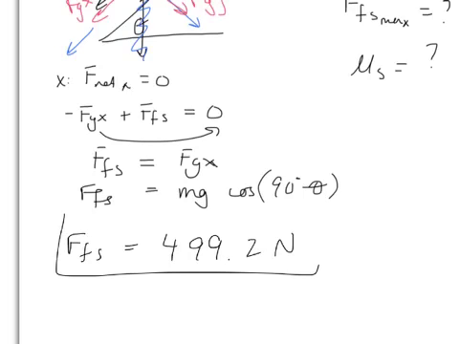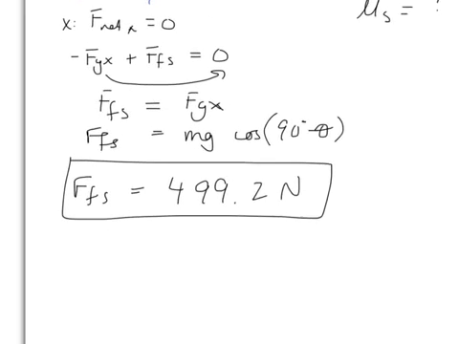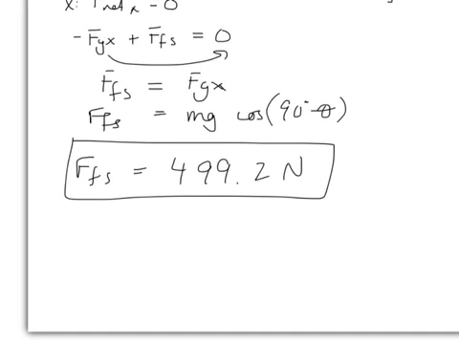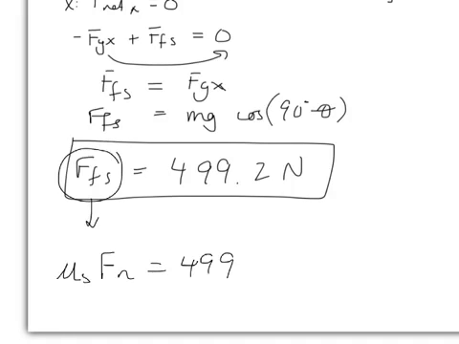Okay, that's our first part. Then it said to find mu, the static coefficient for friction. But that's where this comes into play. This is really mu times Fn. So we could set that equal to 499.2. But the problem is that we don't know what this Fn is, even though we kind of do.